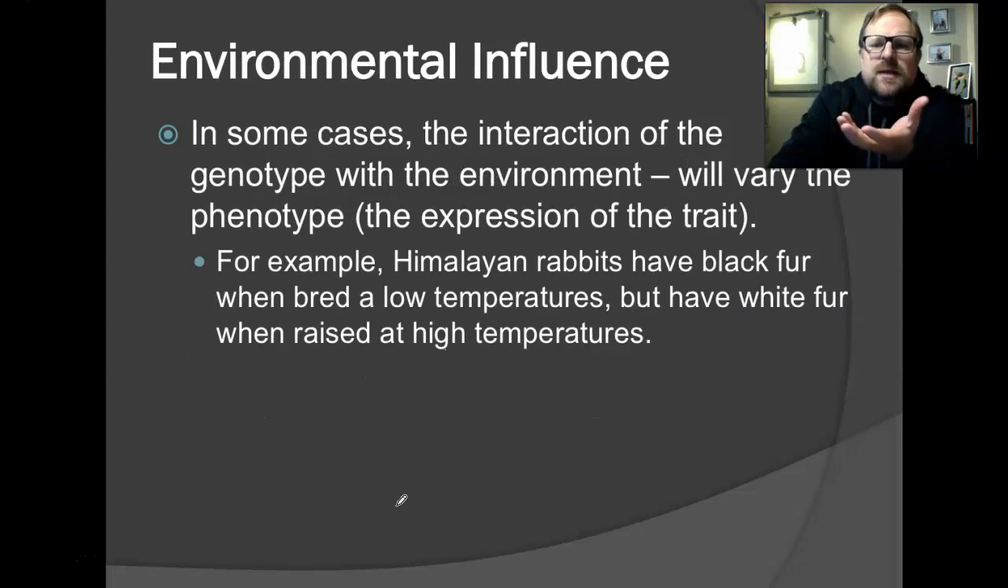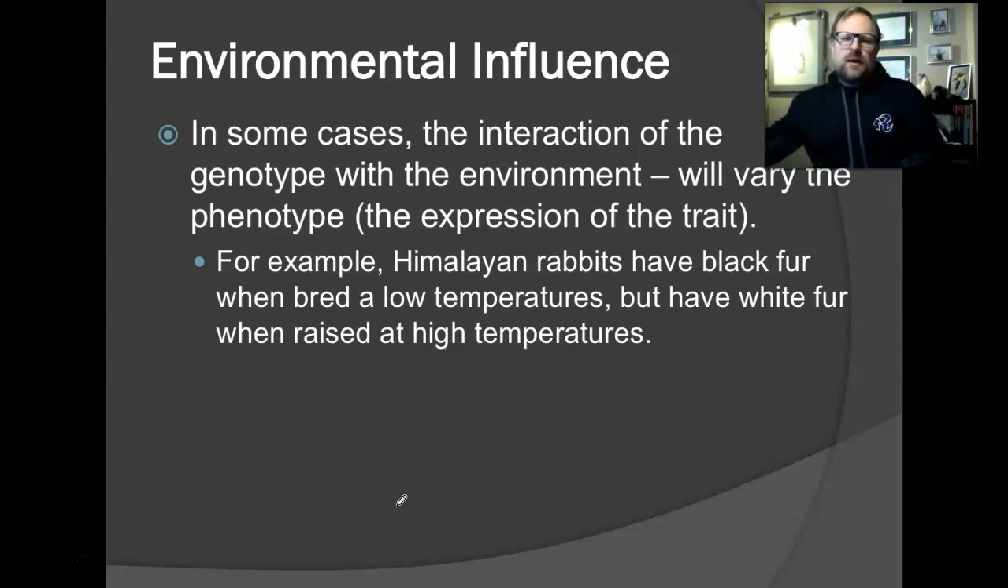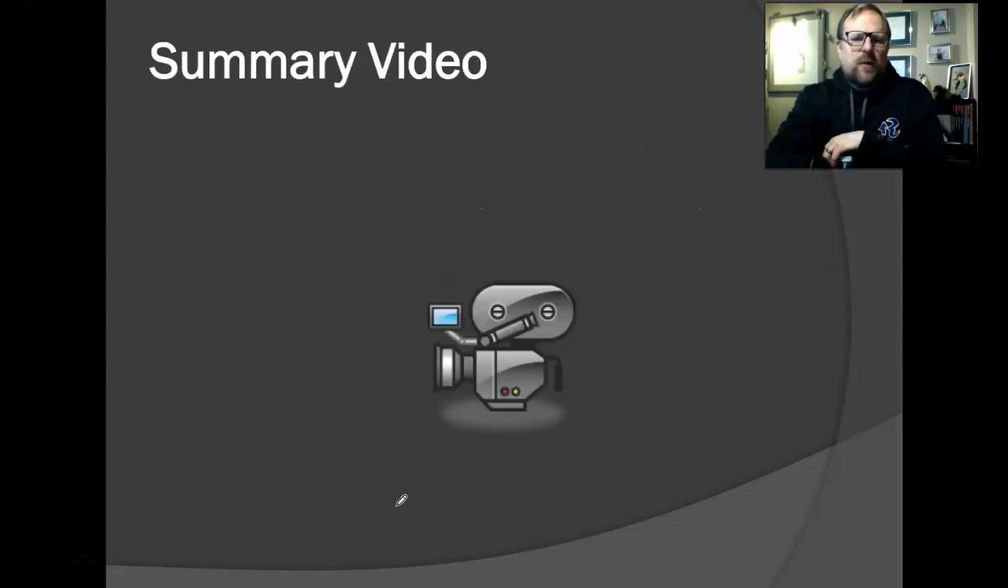In some cases, the interaction of genotype with the environment will also vary the phenotype or the expression of a trait. An example I can give you of that is Himalayan rabbits have black fur when they're bred at low temperatures, but white fur when they're bred at high temperatures. Don't spend too much time worrying about that.